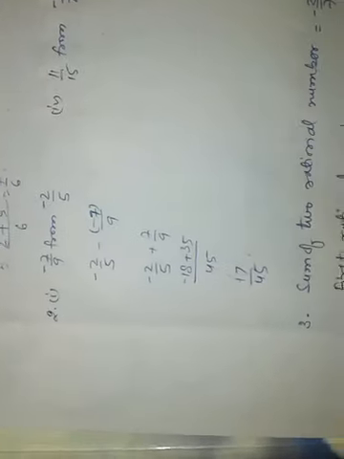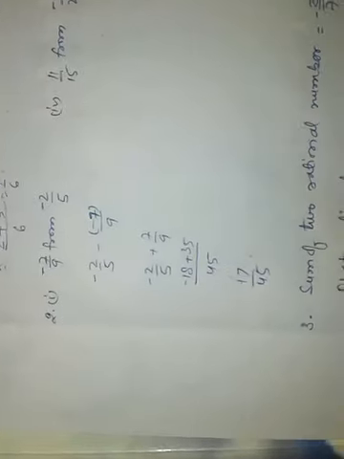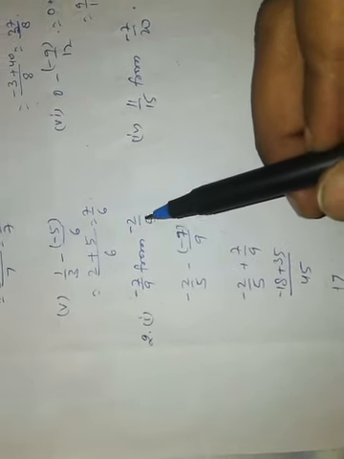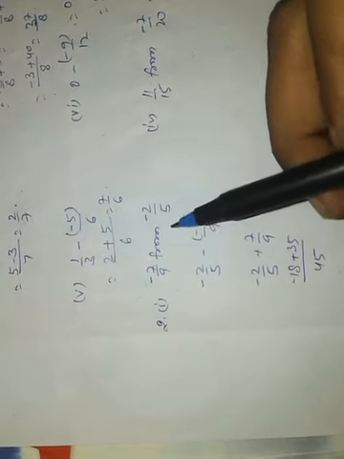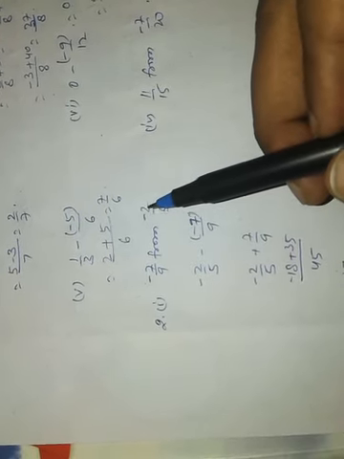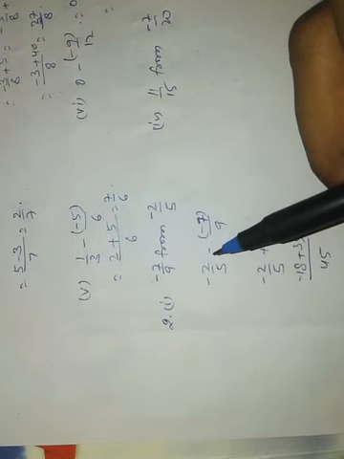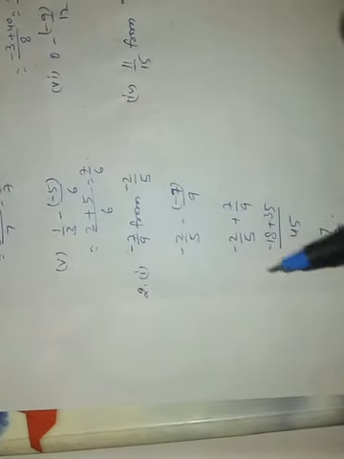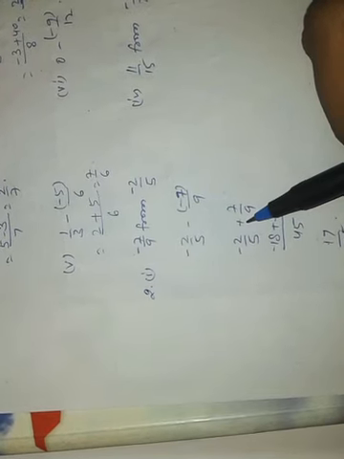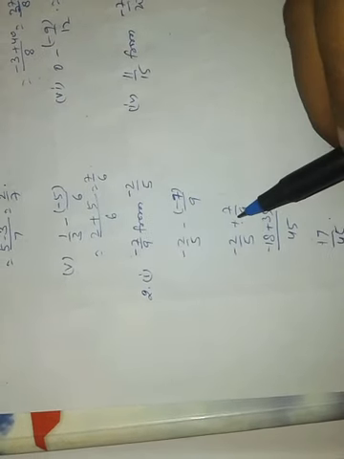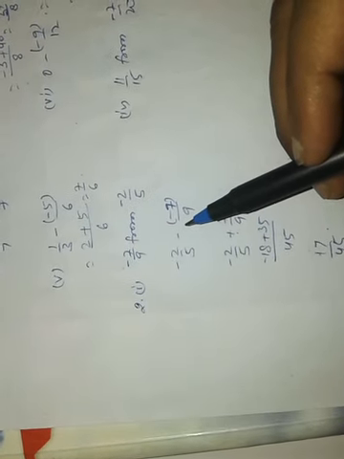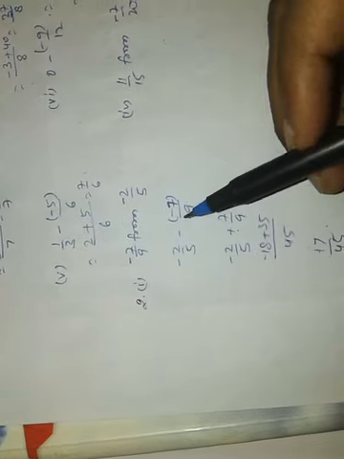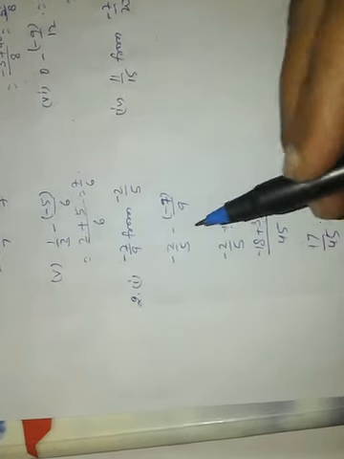The second one: we have to subtract minus 7 by 9 from minus 2 by 5. First of all, we write the number from which we subtract, that is minus 2 by 5. So first I write minus 2 by 5 minus of minus 7 by 9. Then I change the sign of the second number, minus to plus. You know this thing we learned in standard 6, minus becomes plus.